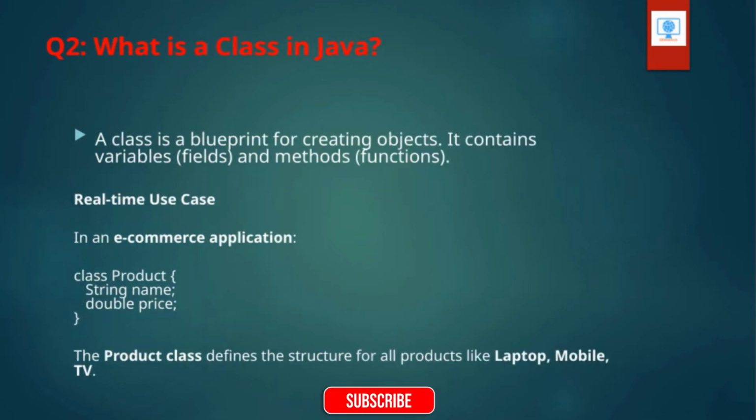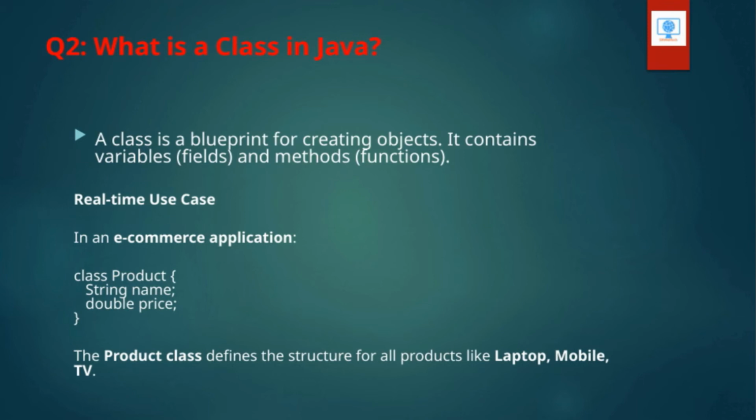A class is essentially a blueprint for creating objects in Java. Think of it like a template that defines what an object will look like and how it will behave. It contains variables, which are also called fields, and methods, which are functions that define the actions or behaviors of the objects created from the class.